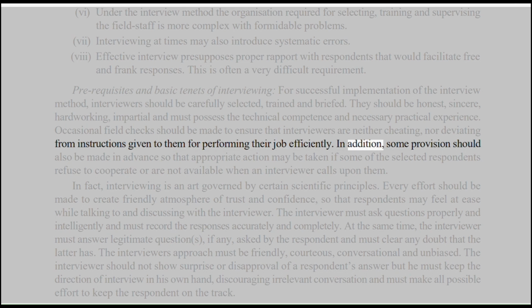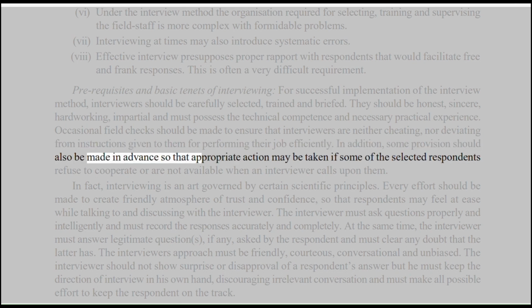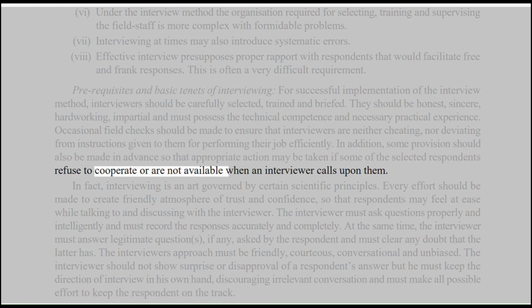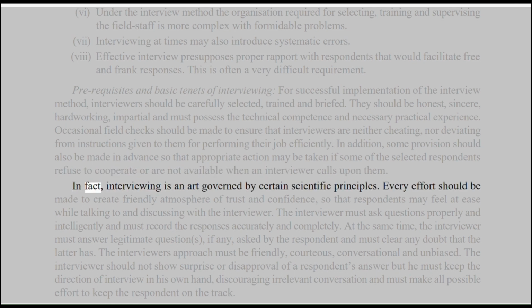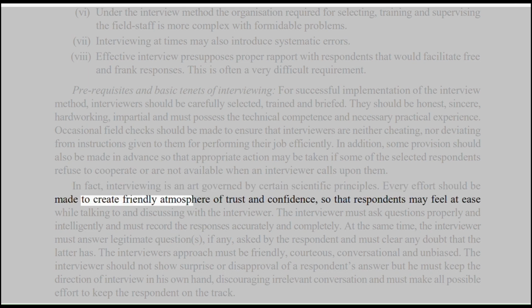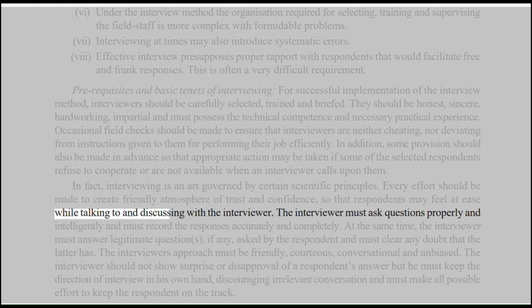In addition, some provision should also be made in advance so that appropriate action may be taken if some of the selected respondents refuse to cooperate or are not available when an interviewer calls upon them. In fact, interviewing is an art governed by certain scientific principles. Every effort should be made to create friendly atmosphere of trust and confidence, so that respondents may feel at ease while talking to and discussing with the interviewer.